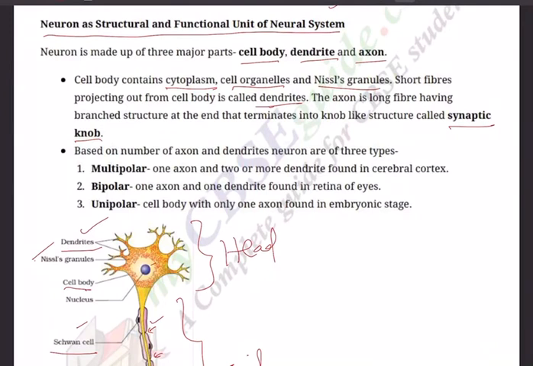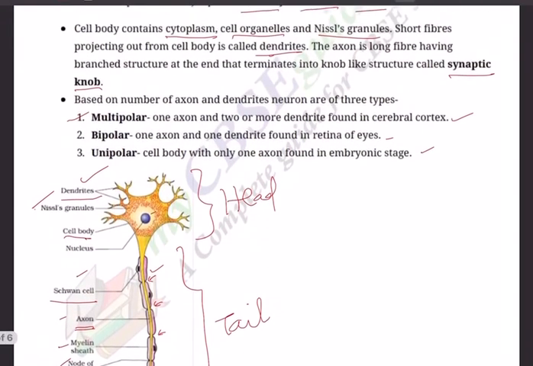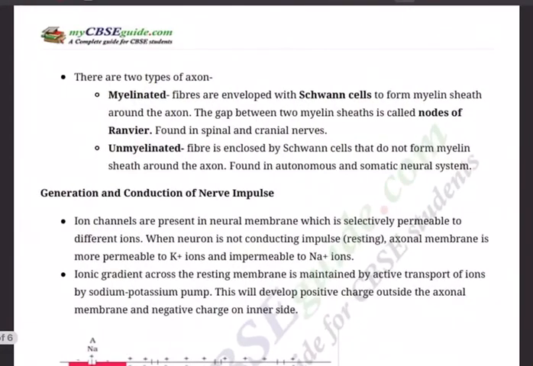Based on number of axons and dendrites, neurons are of 3 types. One is multipolar, 1 axon and 2 or more dendrites, found in cerebral cortex. That is multipolar. Bipolar, 1 axon, 1 dendrite, in retina of the eyes. That is bipolar. Unipolar, cell body with only 1 axon, found in embryonic stage. So based on the number of dendrites, we have got neurons classified into 3 types: multipolar, bipolar and unipolar. So this is how the structure of neuron will be there.